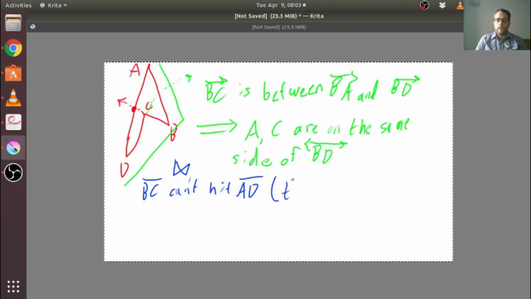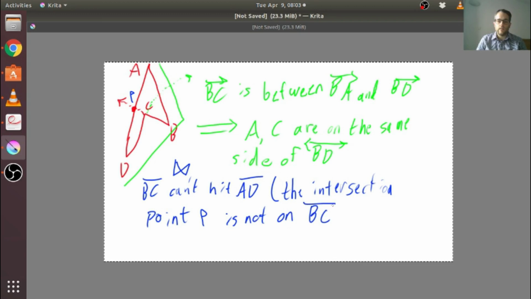So in particular, the intersection point that I drew, let me call it P, this intersection point between the line and the segment, is not on the segment BC. That's all I'm saying. Sure, the line BC has to hit AD, but I know it can't happen on the segment, so what this tells me is that B and C are on the same side of AD.